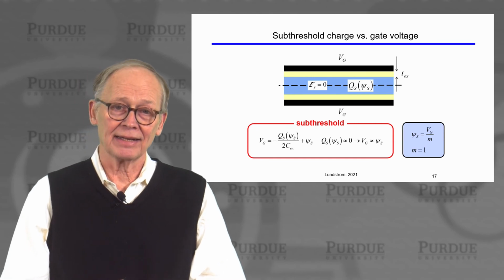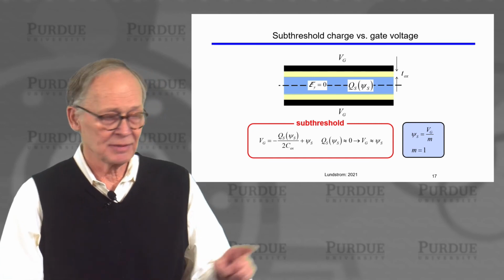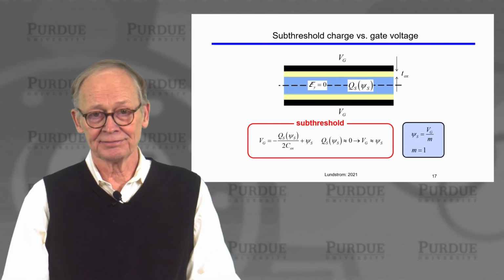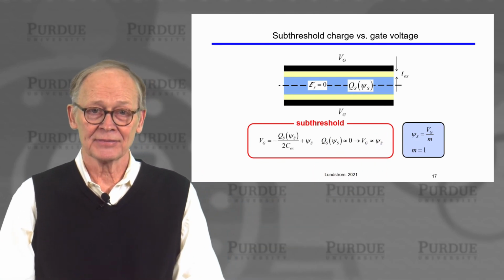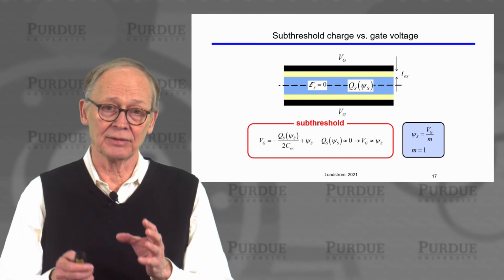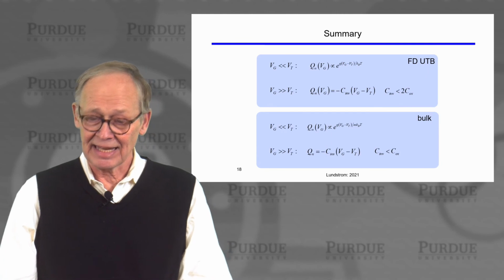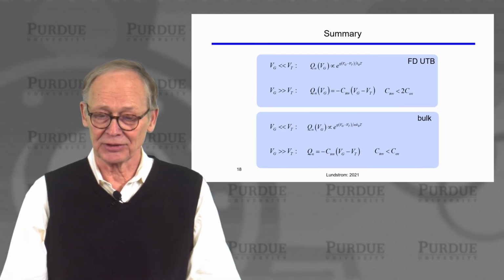If we think back in our bulk capacitor terms, the surface potential was some fraction of the gate voltage. Now the fraction is 1. There's a 1-to-1 variation of semiconductor potential with the gate voltage. That actually is a very desirable characteristic.